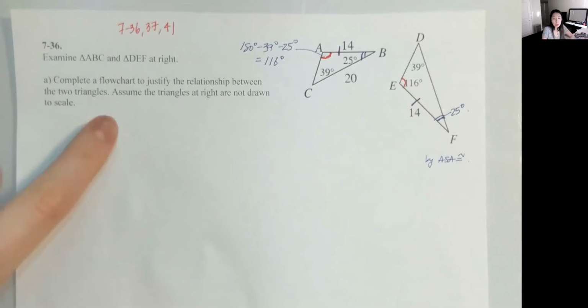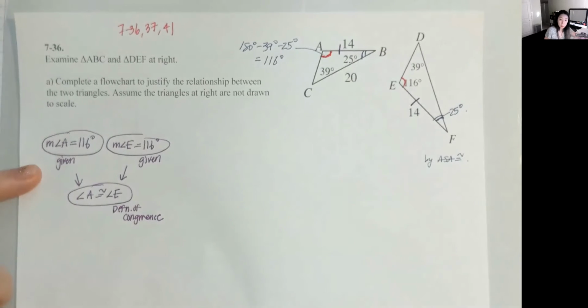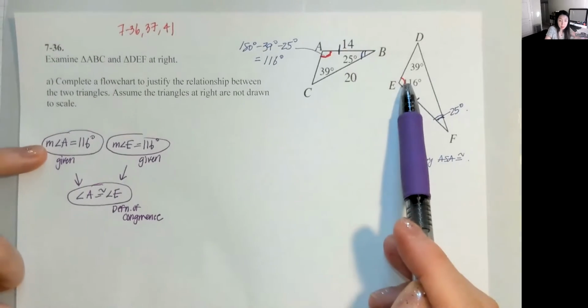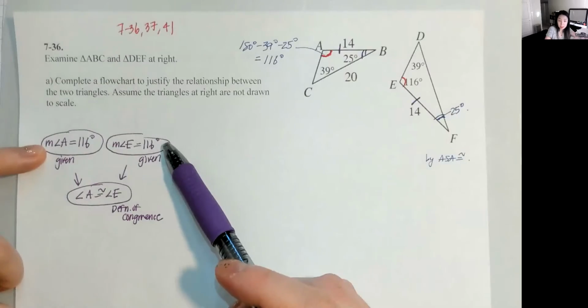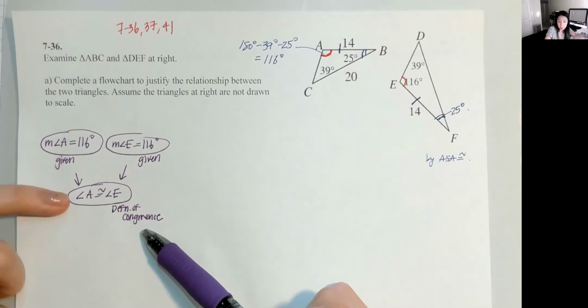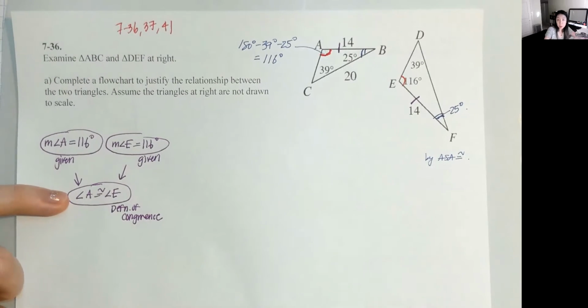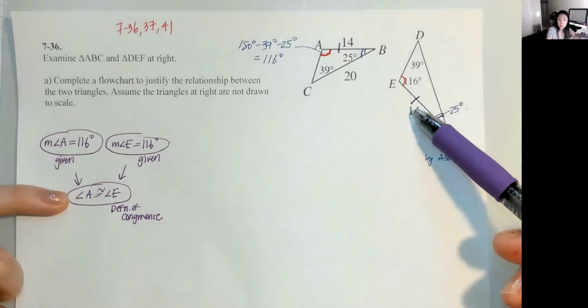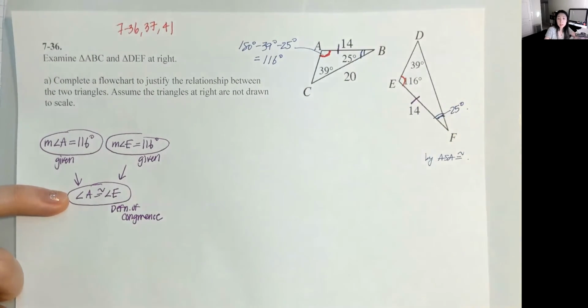Now for the flow chart, there's no tick mark. So you're going to have to state all the given measurements for this one. So the first part that I stated in my flow chart are angle A measure, which is 116 degrees, and the measure of angle E, which is also 116. I have to state those because that's the given information. And by definition of congruence, they're both congruent. So do the same thing for the other blue angles, as well as the segment AB and EF.